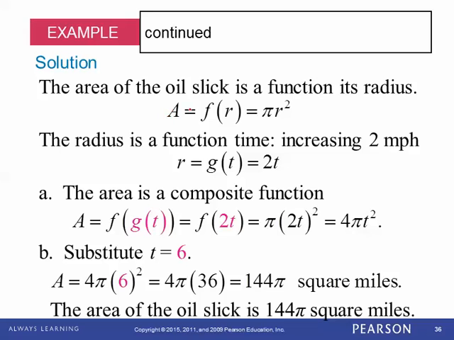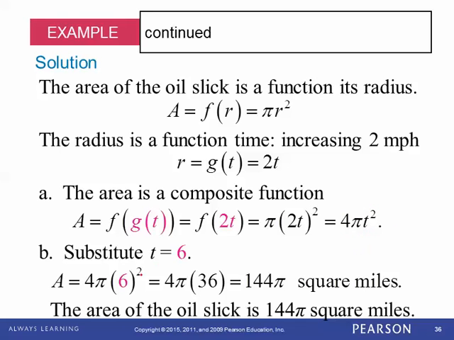So the area of the oil slick, we know the area. That's a formula from geometry, right? Pi r squared. But since the radius is increasing in terms of time, at 2 miles per hour, r itself has a formula, which is 2t. So we take the r formula into the area formula. It looks like this. The area now is f of g of t. The g of t is the 2t. And notice we create a formula of the area in terms of time only.